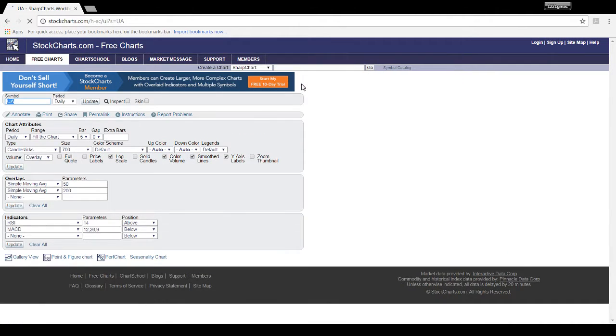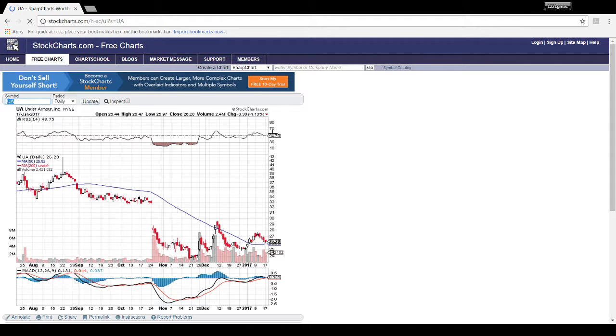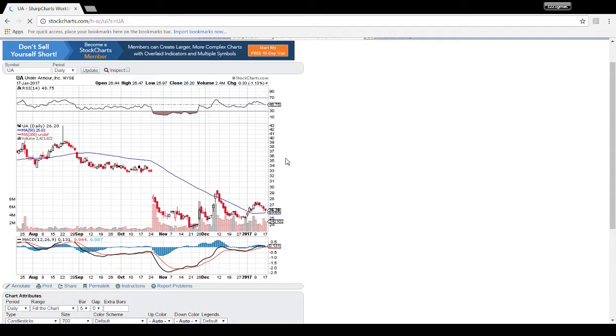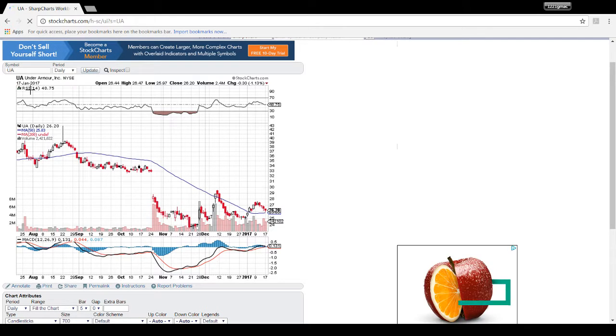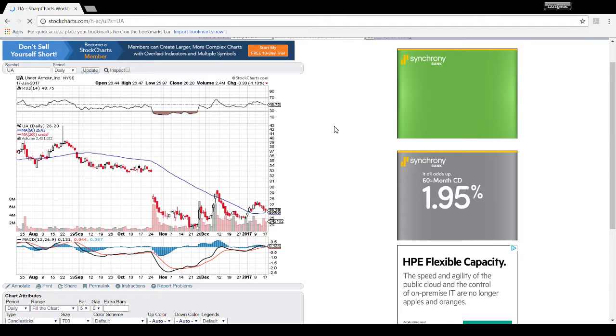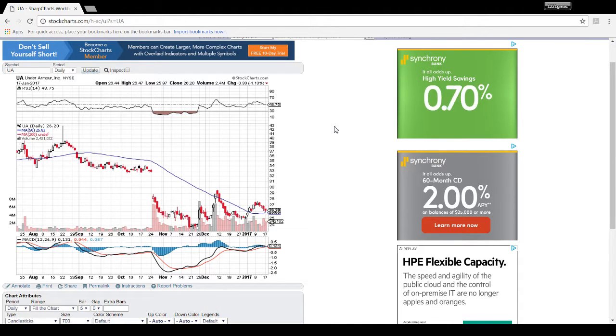So as usual, the chart comes up like this. So I'm going to basically talk about what's up here, RSI. What RSI is, or what it stands for, is Relative Strength Index. It's a momentum indicator, basically telling you guys if the stock is overbought or oversold.